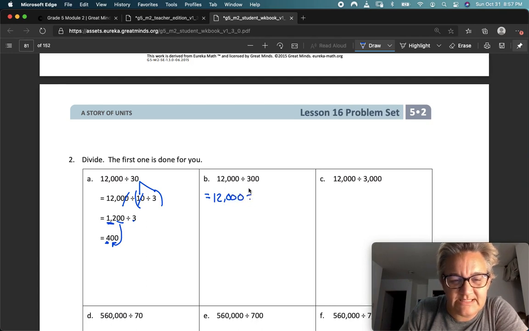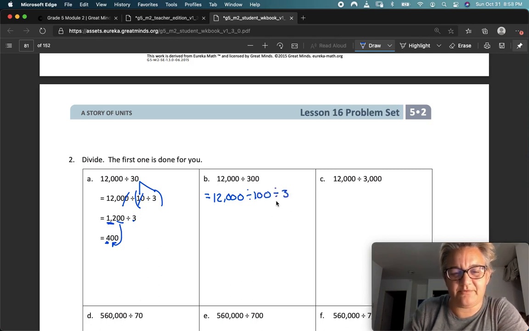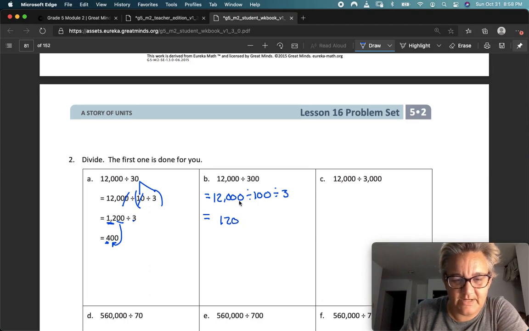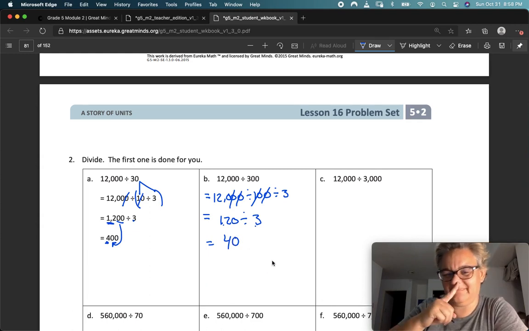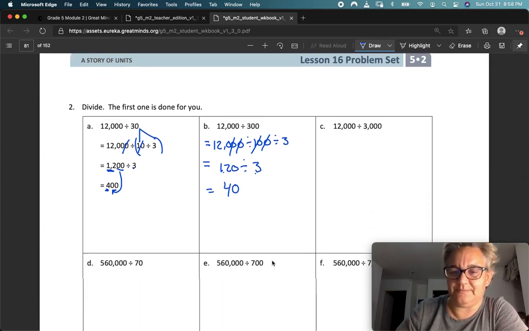Divided by, and we're going to split this 300 into 100 and 3, right? Because 3 and 100 together make 300. And 12,000 divided by 100 is 120, right? Because I took this 0 and this 0, then this 0 and this 0, and I was left with 120 divided by 1, divided by 3. So 12 divided by 3 is 4, and then bring the 0 down, and your answer is 40. Okay, let's try this one.